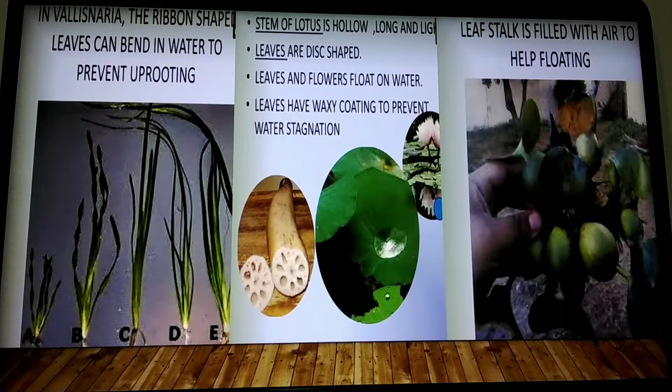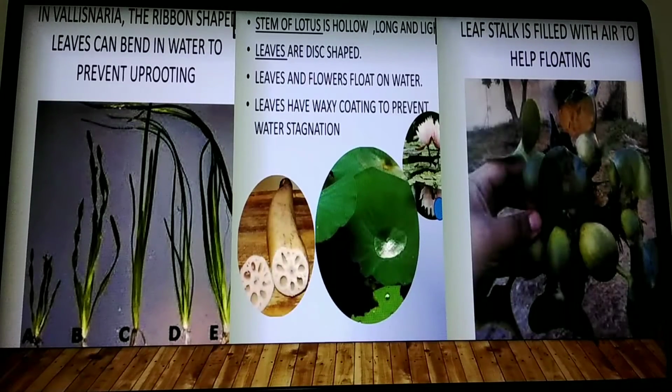Now in Vallisneria, the leaves will be ribbon-like in shape and can bend in the water to prevent uprooting from the soil. Since water has currents that are continuously flowing, this creates a force in the water body, so the plants can easily be uprooted. To prevent that, the leaves will be in ribbon shape and they will be bent towards the soil.